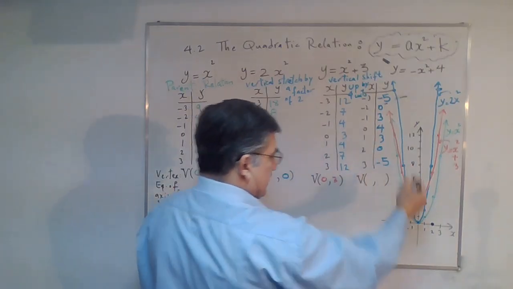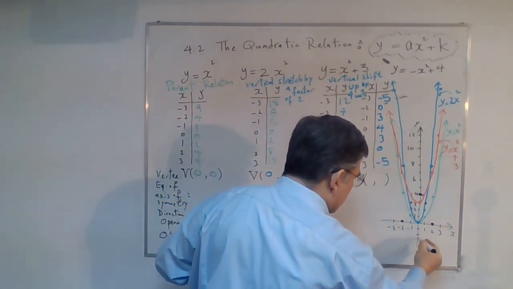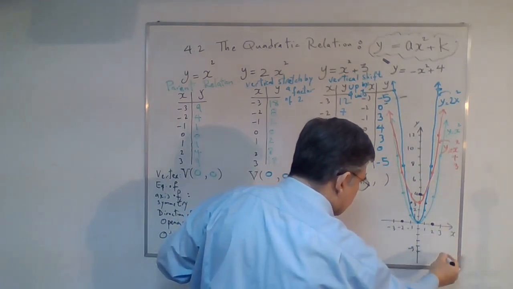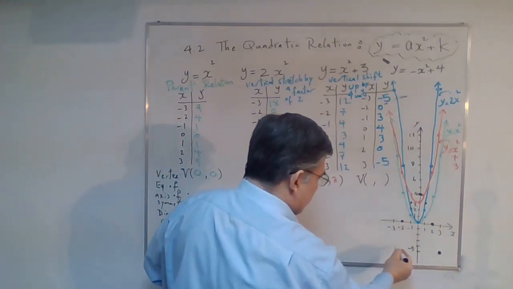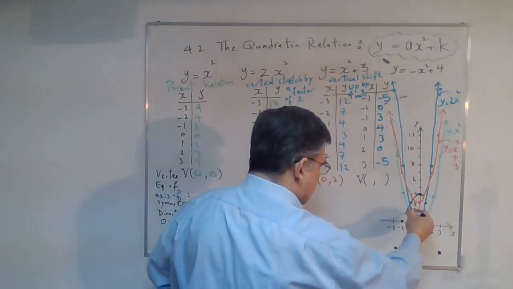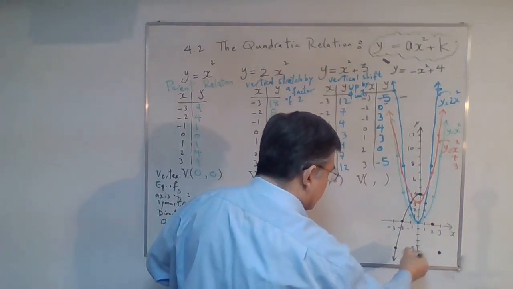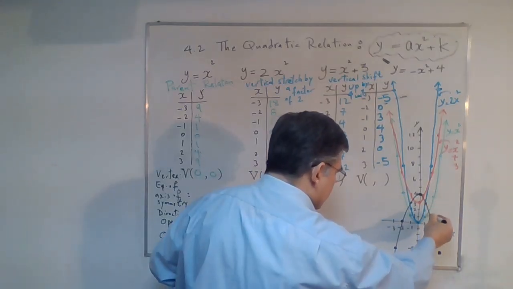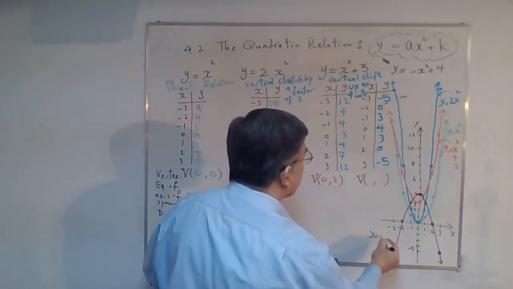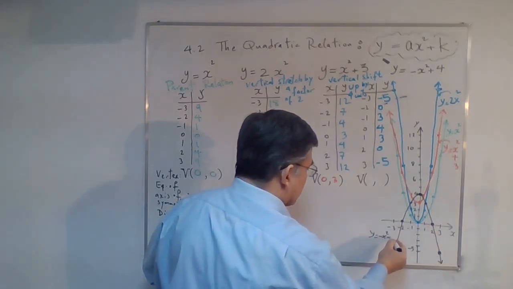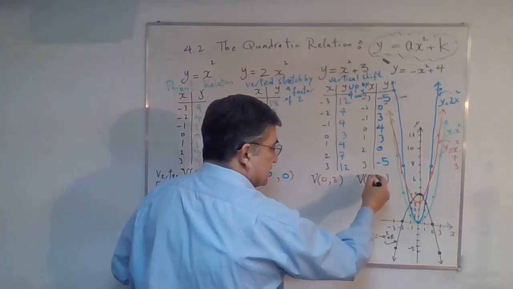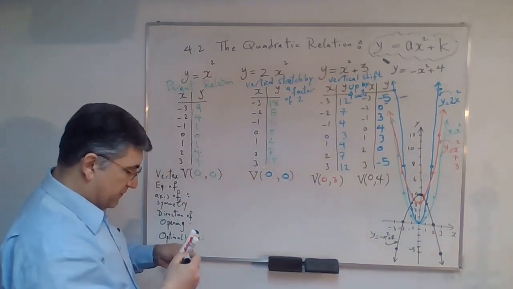And then 3 and negative 5. 1, 2, 3, 4, 5. So that's negative 5 right there, and that's 3. And then negative 3 and negative 5. So it would be a parabola that looks like this. You see that? This time we notice that the parabola opens downwards. So I label it y equals negative x squared plus 4. The vertex is located at 0, 4 this time.